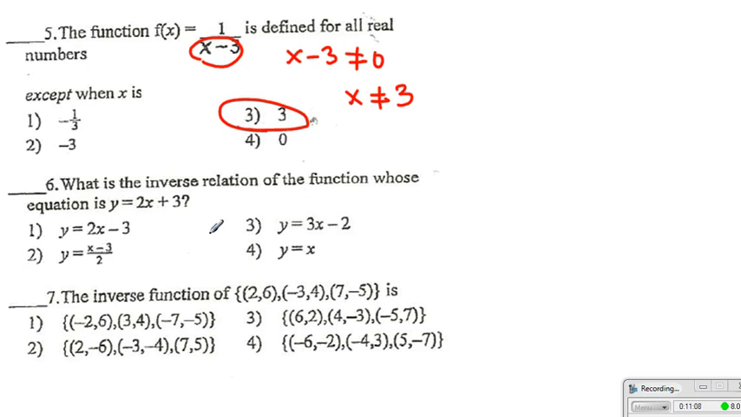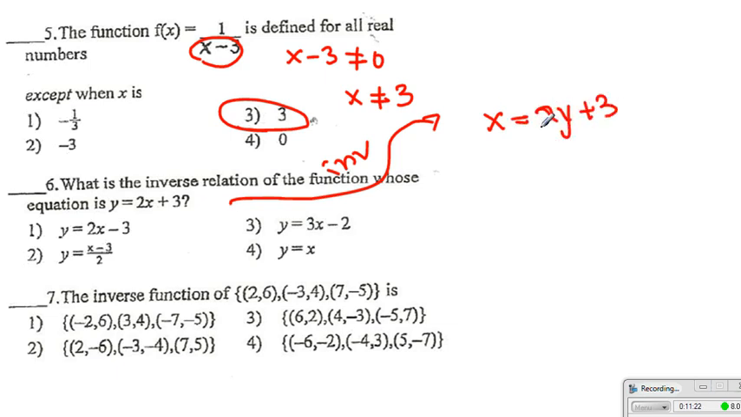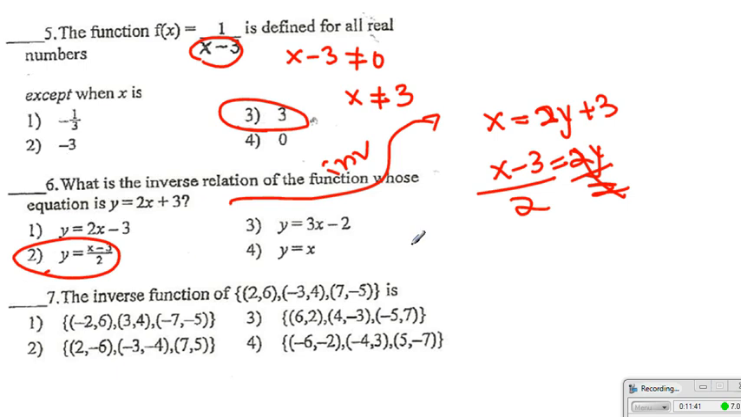What is the inverse relation? Inverse relation is simply switching x and y, mechanically speaking. So the inverse of that will be x equals 2y plus 3. But obviously we don't see that, so we need to solve for y. By subtracting 3, we get 2y equals x minus 3. Dividing by 2, y equals x minus 3 over 2. So choice 2 becomes our answer.